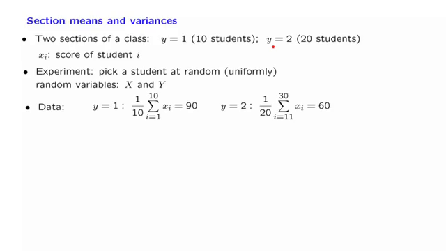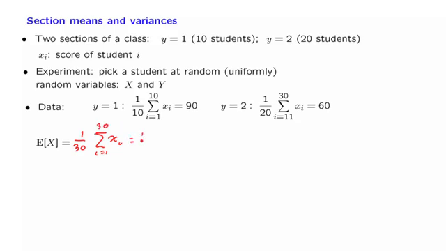We're given some information. For the first section, the average of the student scores is 90. For the second section, the average of the student scores is 60. Given that information, what is the expected value of the student score? Well, each student is equally likely to be picked, so has probability 1 over 30 to be picked, and this multiplies the score of the student. So this is the expected value of the random variable of interest.